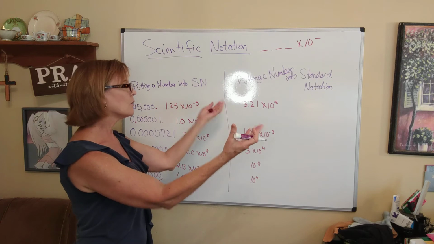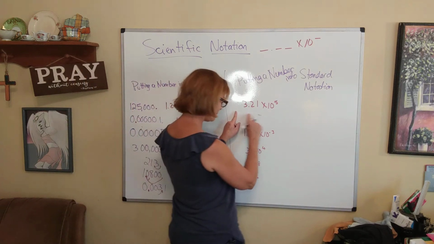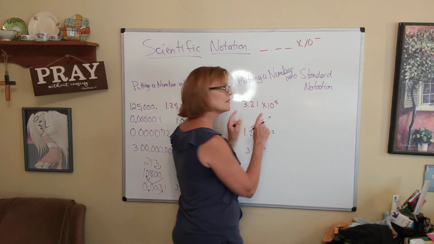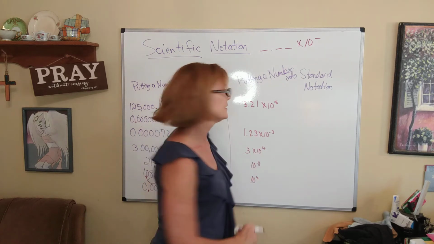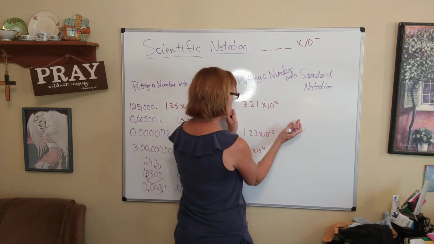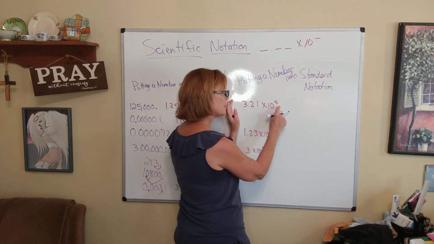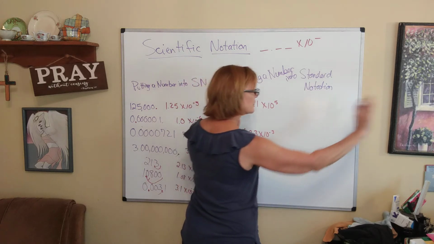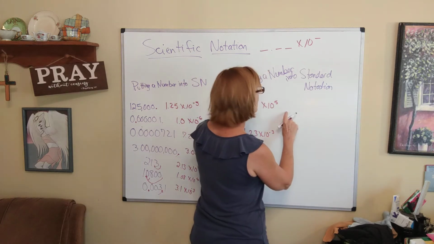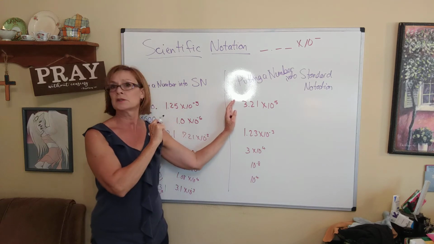How do you take it out? This is how you take it out. You simply read a map. It's like reading a map. Here's my map. I'm gonna move the decimal 5 times. If 5 is positive, I move it to the right, which is the positive direction. If 5 is negative, I would move it to the left, which is the negative direction.